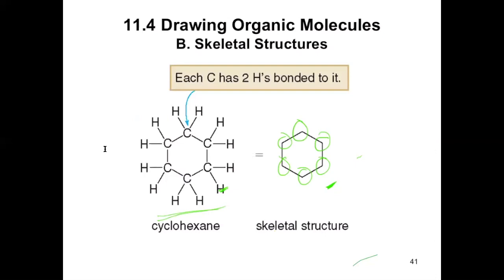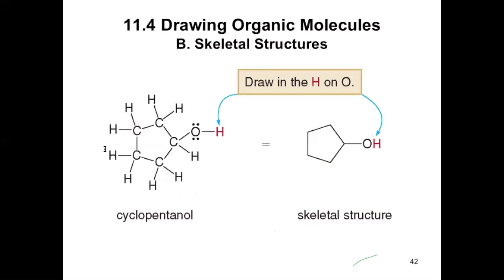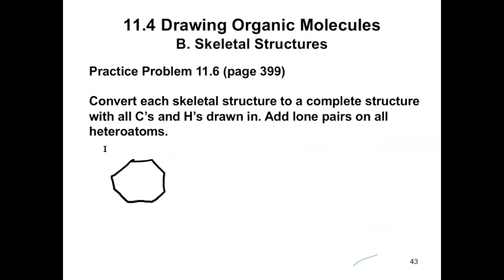And then, another example, in this one, this is the skeletal structure. How many carbon atoms? You have 1, 2, 3, 4, 5. Then you have a heteroatom, the oxygen, bonded to hydrogen. Okay? And then, we have some examples. Please excuse the drawing.